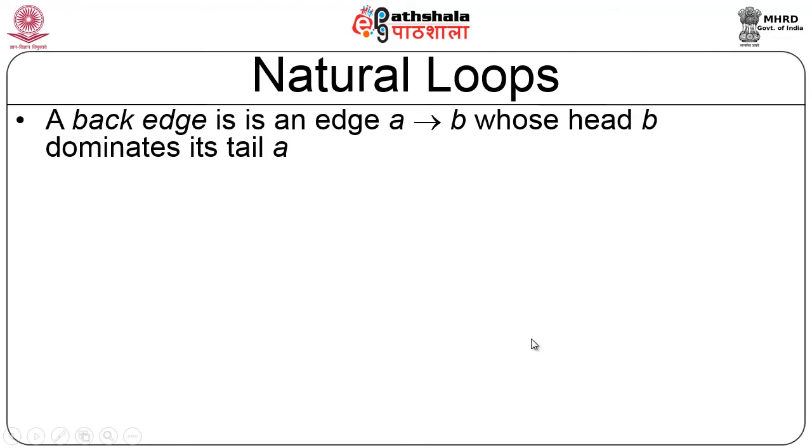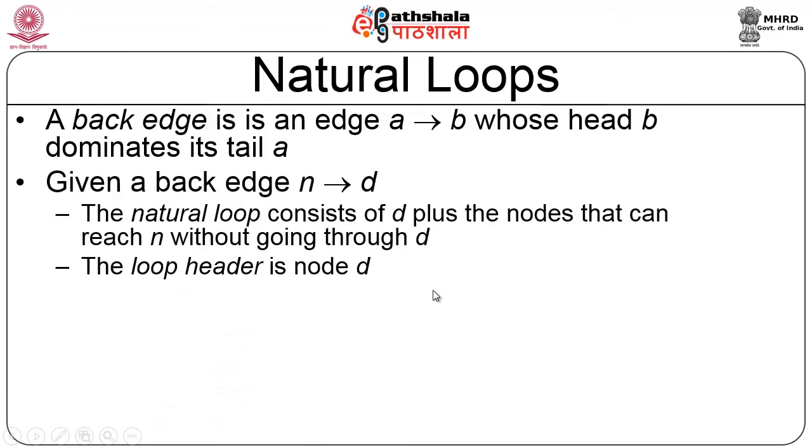Now, we have a concept called natural loop, where a back edge is an edge A to B whose head B dominates its tail A. Given a back edge N to D, the natural loop consists of D plus the nodes that can reach N without going through D. The loop header is node D.